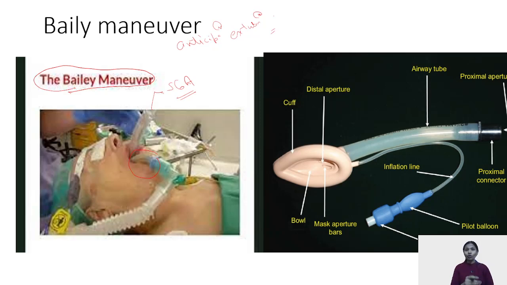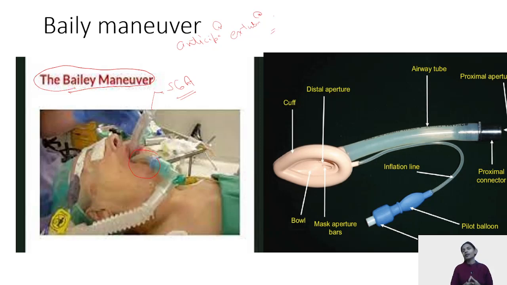So that is the Bailey maneuver, introduction of your supraglottic airway device on the back of your endotracheal tube, especially in those cases where we are anticipating a difficult extubation, or we are anticipating that there could be a persistent tongue fall. Done. The photo that I am showing you on the right is that of a classic LMA.